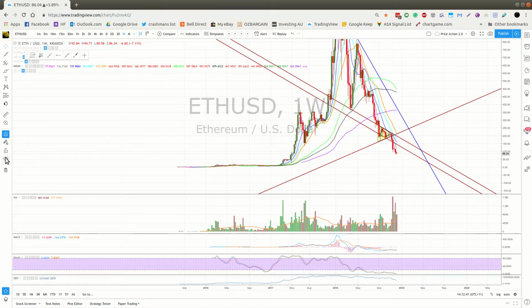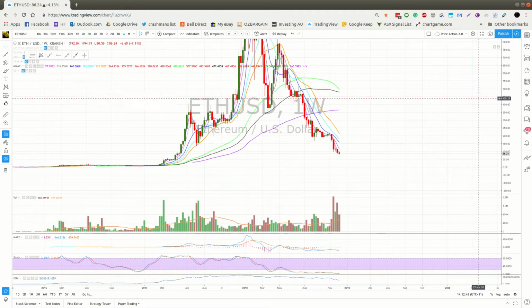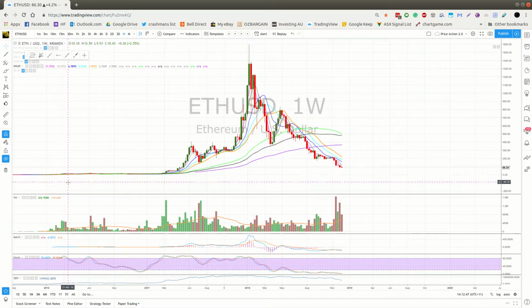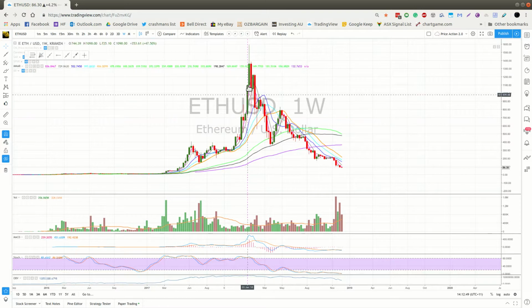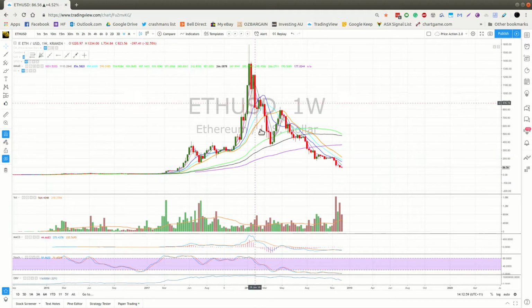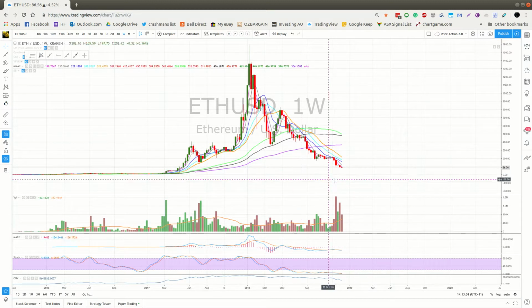I'll just remove this for now. We'll look at this on the weekly time frame. As we can see here, we've had the big run up, the big rally, and the big fall back. So we've had a fall back, another mini rally, and then another fall down to give us a lower low. Now, any lower than this, and it's going to make all-time lows.